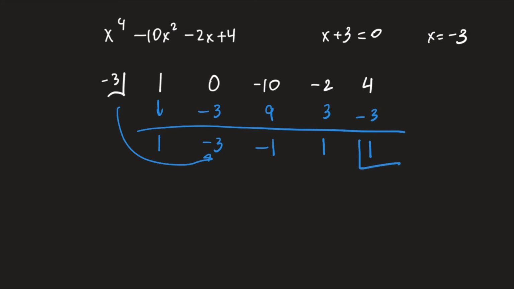So again, because this is a depressed polynomial, I'm going to fill it in with powers starting with 1 less than what I started with. So I started with a 4, I'm going to fill it in with x cubed minus 3x squared minus 1x plus 1 plus the remainder of 1 over x plus 3. So my final answer would be x cubed minus 3x squared minus x plus 1 plus 1 over x plus 3.